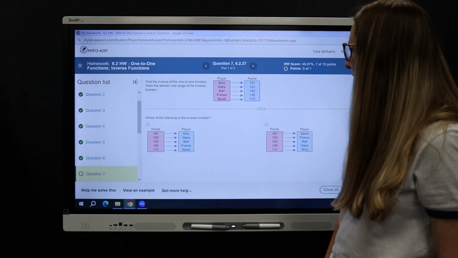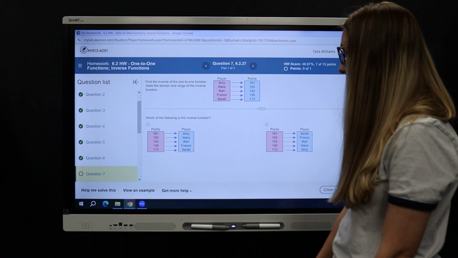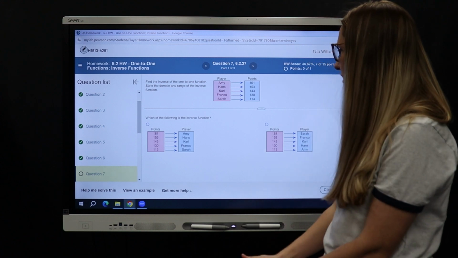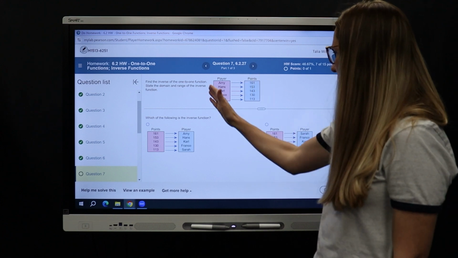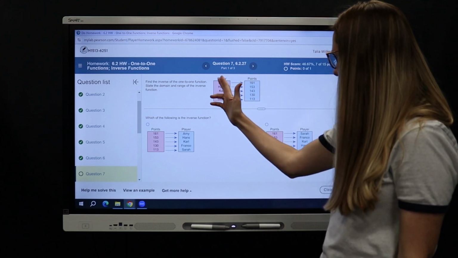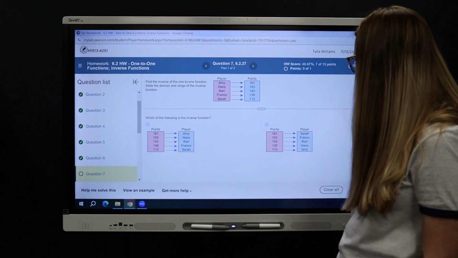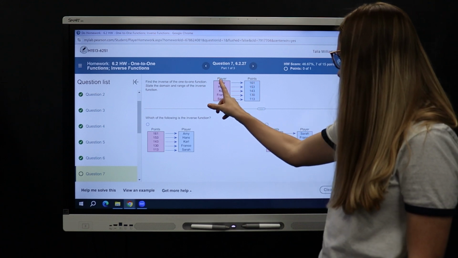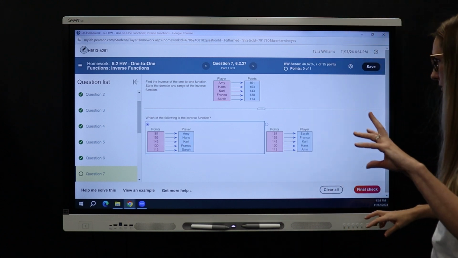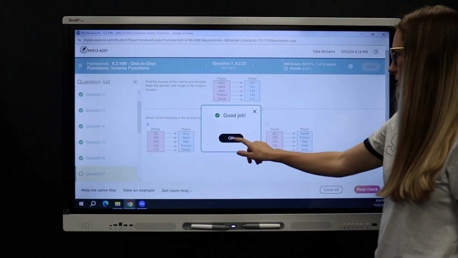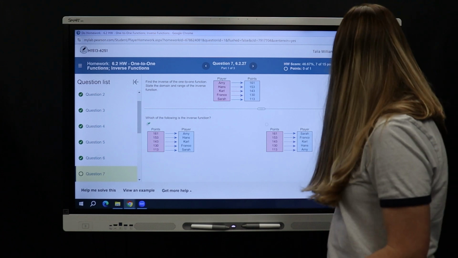Okay, here, find the inverse of the one-to-one function. State the domain and range of the inverse function. So you're changing your output to your input. So we're going to have these pointing to those. So they switched them up. So like 161 needs to go to Amy, not Sarah. This would just be flipped. You're changing your input and your output.